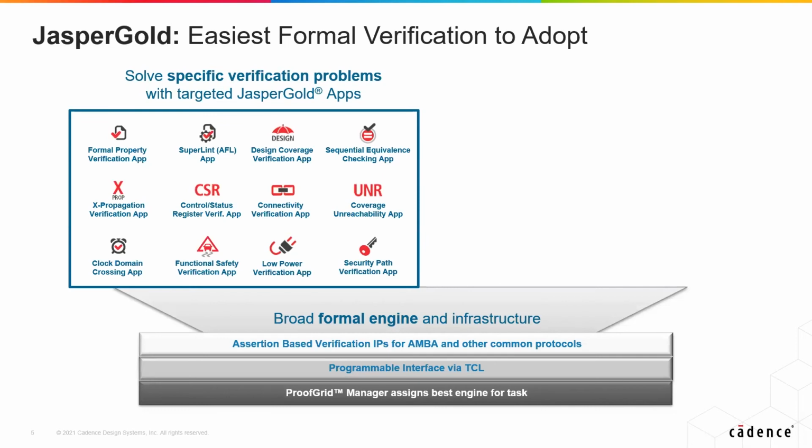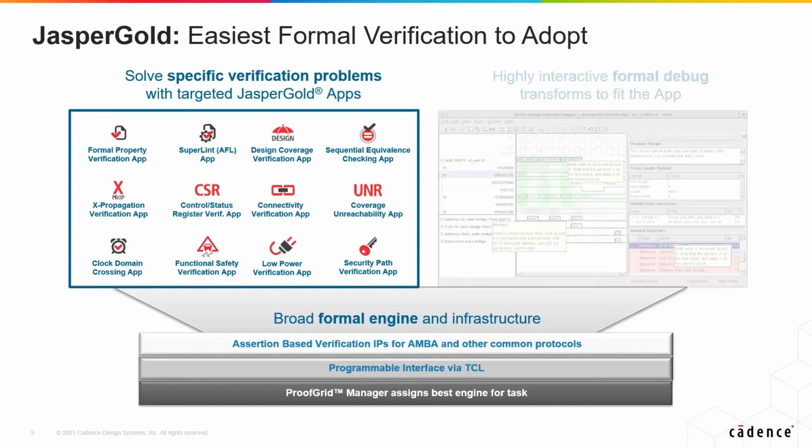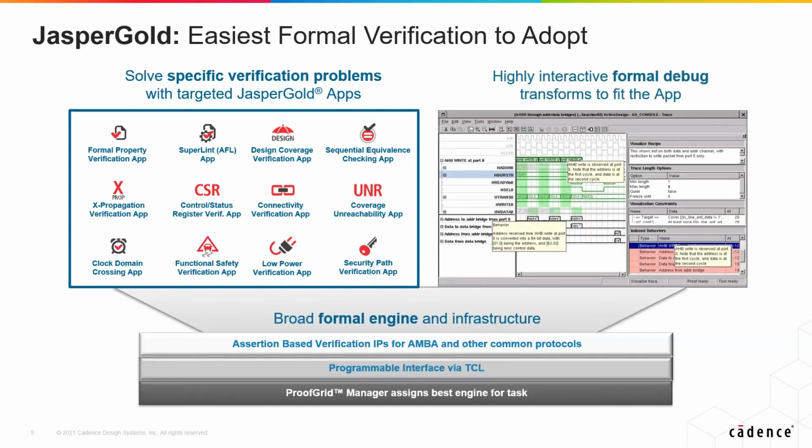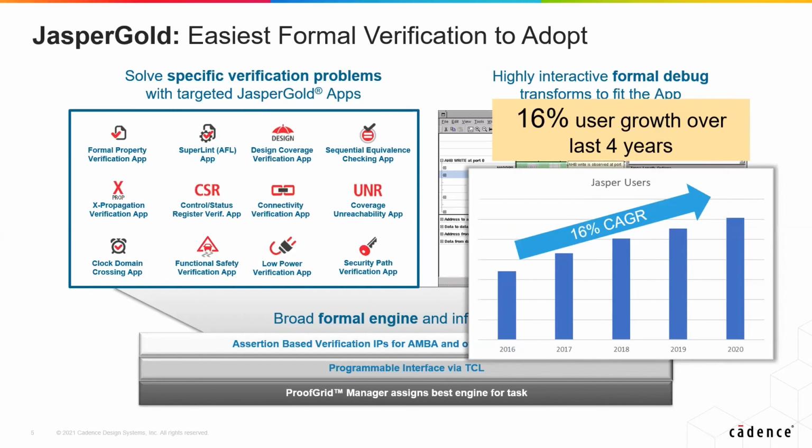JasperGold is the easiest formal verification to adopt for two main reasons. One is the range of apps we have. The main model checking app is formal property verification app. That's where you write the properties for yourself. But all the other apps generate properties automatically, either directly from the RTL design or from some higher level spec. Combine that with a very intuitive formal debug environment we have called Visualize. And this is really driving formal verification usage. We're seeing a 16% CAGR in terms of the user growth over the last 4 years.